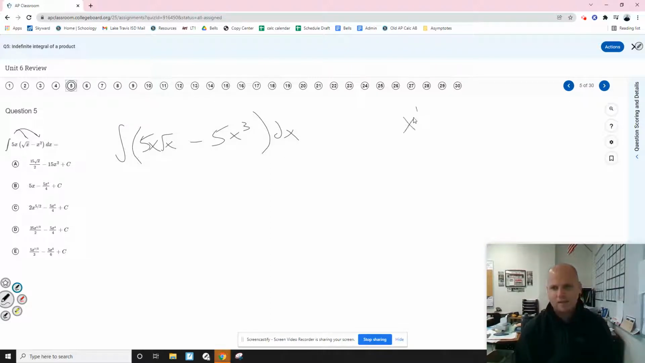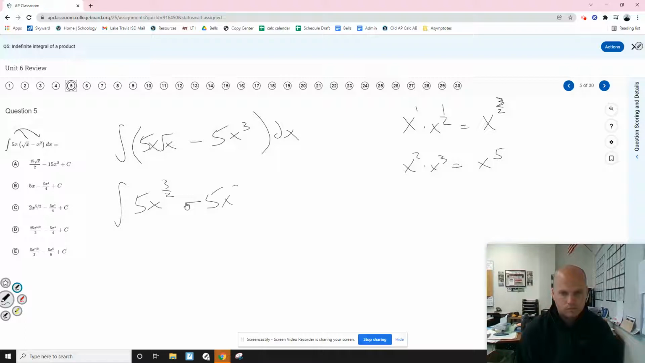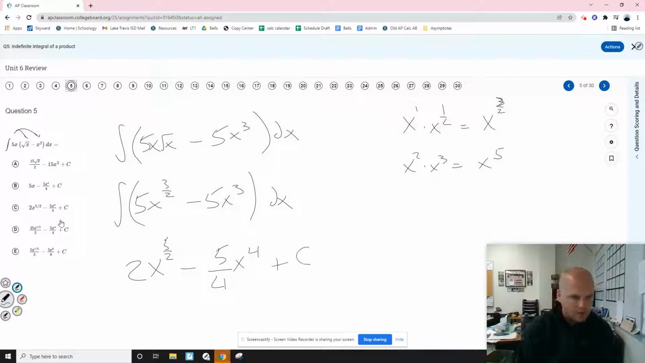5x root x, what's that? Well, think about it. X times root x. If you multiply x squared times x cubed, you get x to the fifth. X times root x is x to the 3/2. So I'd write this as 5x to the 3/2. Exponent properties, super important. Then power rule. Add 1, multiply by the reciprocal, 2/5. 2/5 times 5 is just 2. Here, add 1, multiply by the reciprocal, times 5 times 1/4, plus c. 2x to the 5/2 minus 5/4 x to the 4th. There you go.